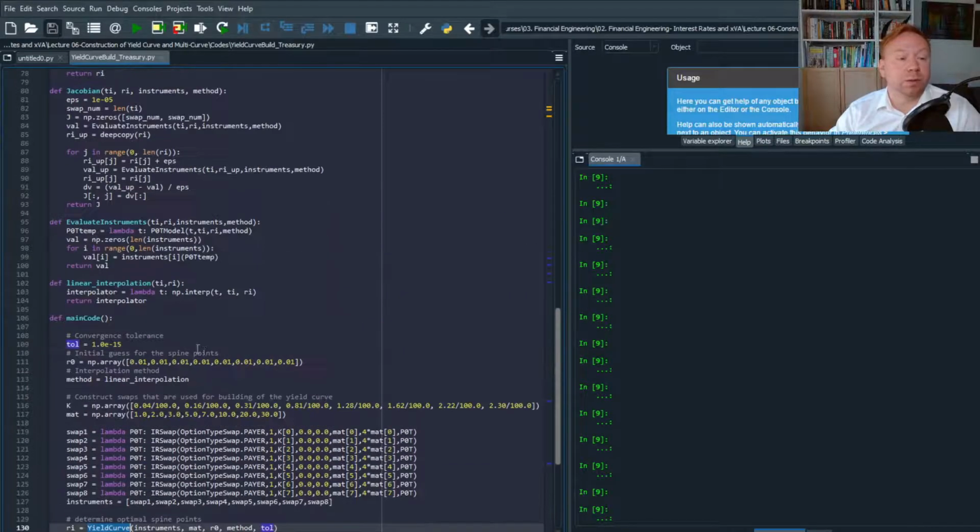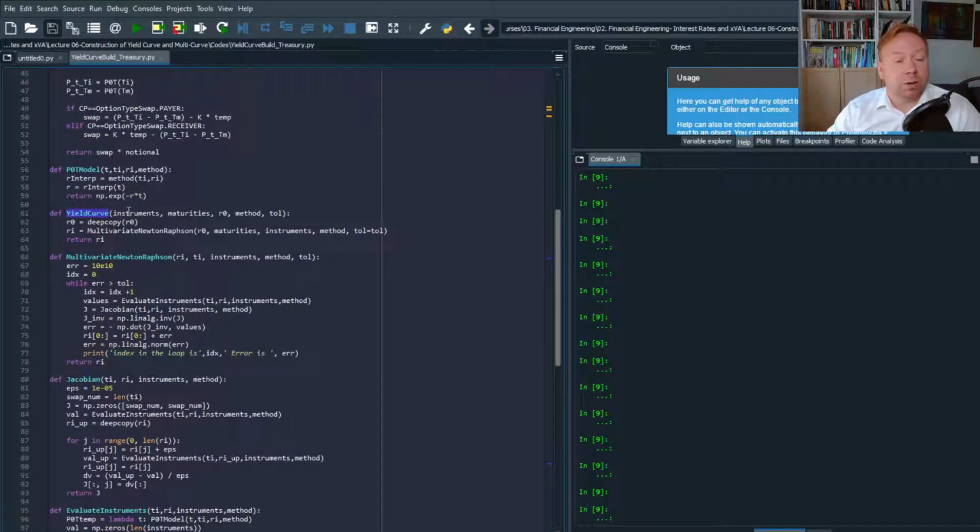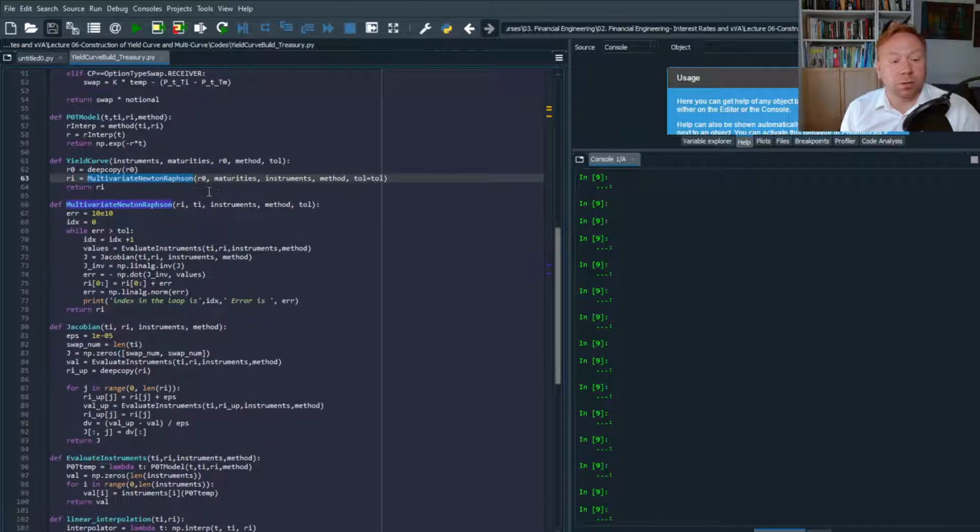Okay, let's take a look now at the yield curve. In the yield curve, what we do first is a deep copy of our initial guess. This is important because otherwise those arguments are passed by reference, and then we would be modifying our initial guess. So we make a copy, and then we perform the multi-dimensional Newton-Raphson algorithm on this deep copy. So this R0 will always stay R0, even if we get out of this scope. Otherwise, if we modified our R0 and constructed the yield curve again, then this initial guess would already be something else than we expect to see.